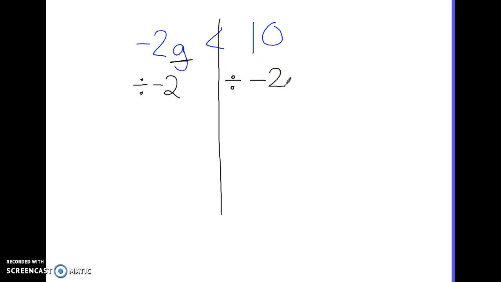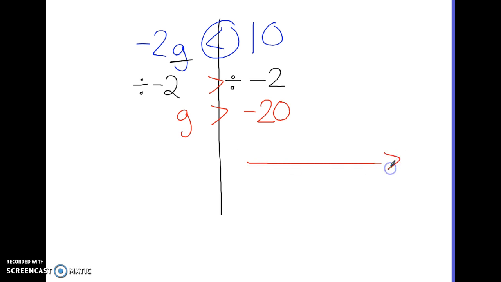When we multiply and divide by a negative number, we have to switch the inequality because we are switching from a positive to a negative. So my inequality previously was less than. We need to now switch it to greater than. So g is greater than, a positive times a negative is a negative, and 10 times 2 is 20. Our final answer will be g is greater than negative 20.